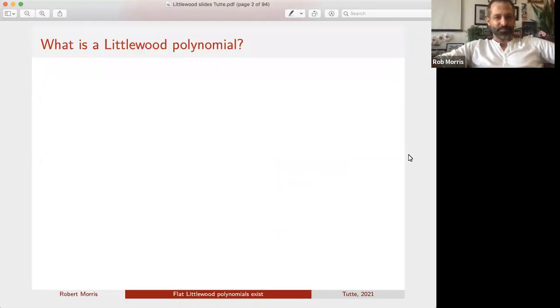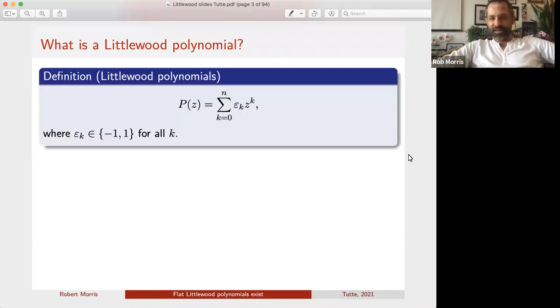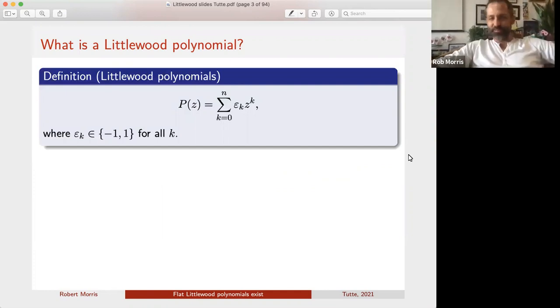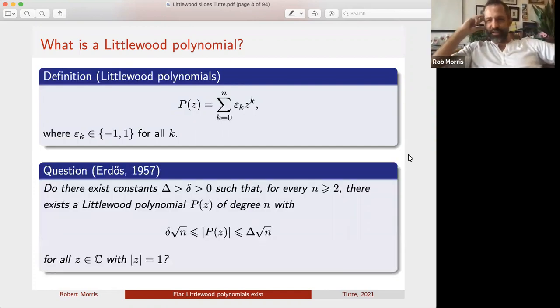Okay, so what is a Littlewood polynomial? It's just a polynomial whose coefficients are either -1 or 1. Okay, it's a polynomial of degree n where the coefficients are all just plus or minus 1. So a very simple and nice combinatorial object. And our story begins in 1957.